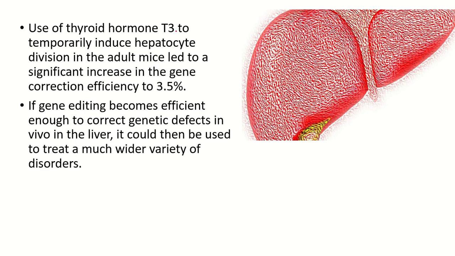Use of the thyroid hormone T3 to temporarily induce hepatocyte division in adult mice led to a significant increase in gene correction efficiency to 3.5%. If gene editing became efficient enough to correct genetic defects in vivo in the liver, it could then be used to treat a much wider variety of disorders.